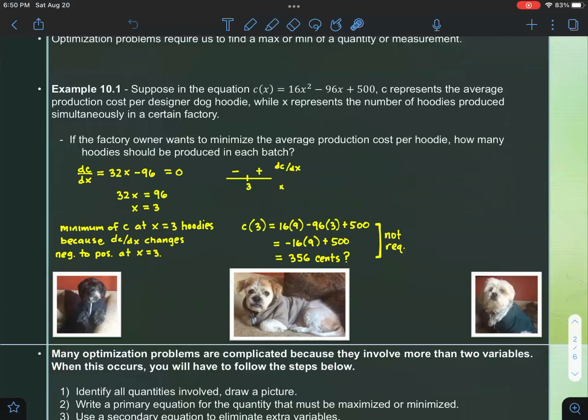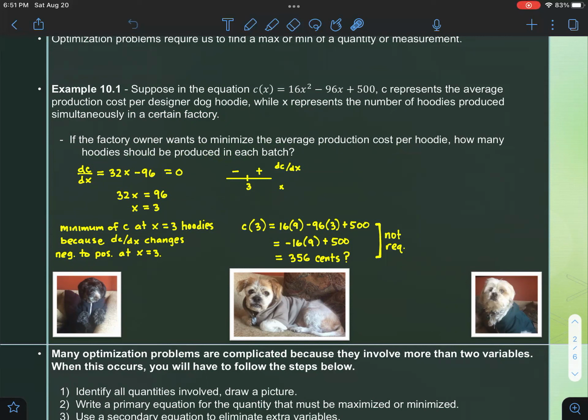Simple, silly example. Here is an equation, C of x, which represents the production cost for a dog hoodie in terms of the number of hoodies. This is not uncommon in production: the larger the batch of items produced, you can sometimes reduce the costs involved. So here the factory owner wants to minimize the average production cost. How many hoodies should be produced?